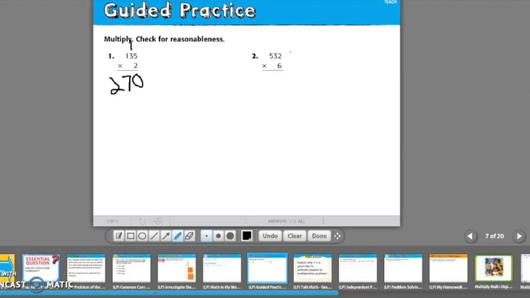Now, at this point, I want you to do number 2 all on your own. All right, after that, you're going to go ahead, you're going to do the worksheet that's in your folder also.